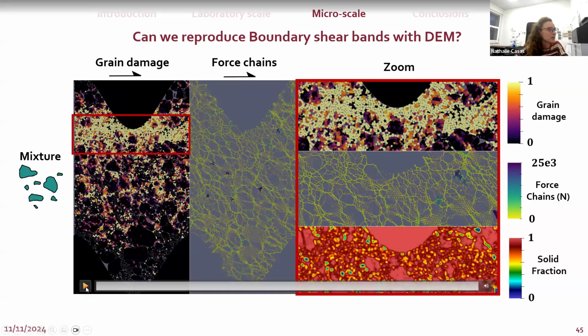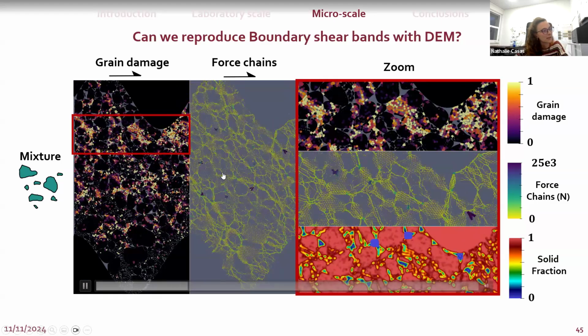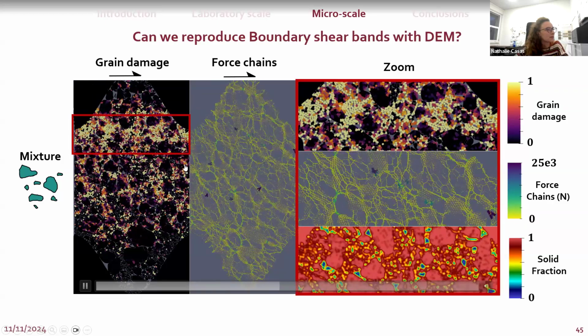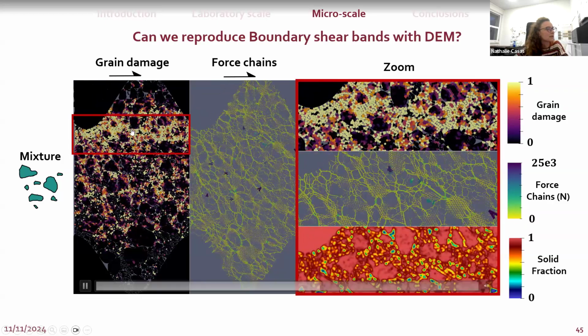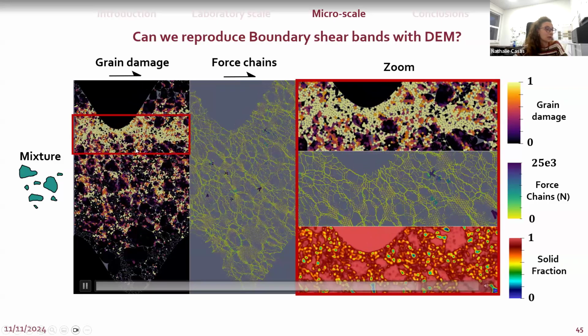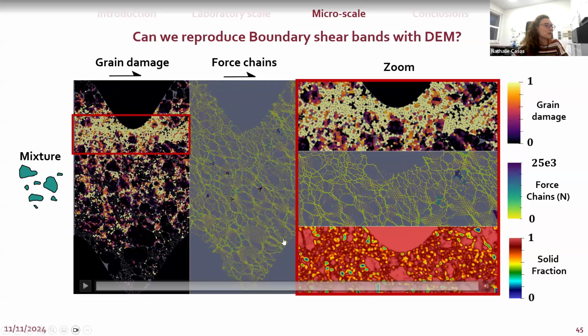If I play the video again, what we can see is that first the entire gouge is moving towards the right, and at a certain point, it stops here. This part is not moving, and we localize the slip within the boundary shear zone here. We see that most of the fabric is oriented at 45 degrees, which is consistent with this type of granular model. But in the boundary shear bands, we have a more homogeneous fabric evolution.